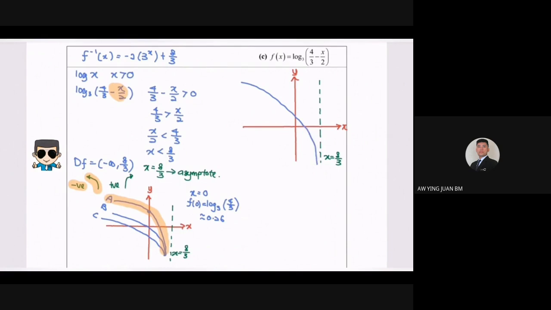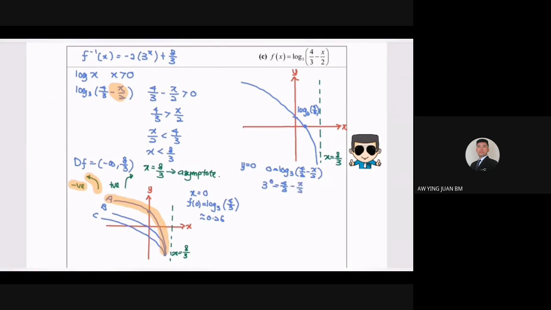Then we need to find the y-intercept, and the y-intercept will be log base 3, 4 over 3. Next, we're going to identify the x-intercept. So where y equals 0, we have 0 equals log base 3 of (4 over 3 minus x over 2). Since this is log form, we need to convert to index form, and we will have 3 to the power 0 equals 4 over 3 minus x over 2.